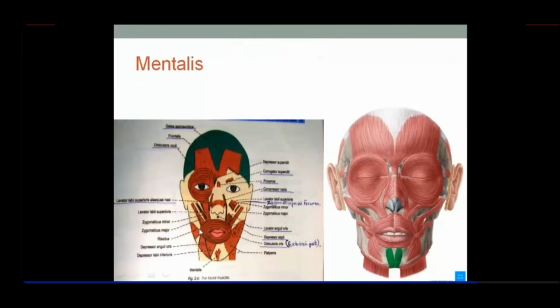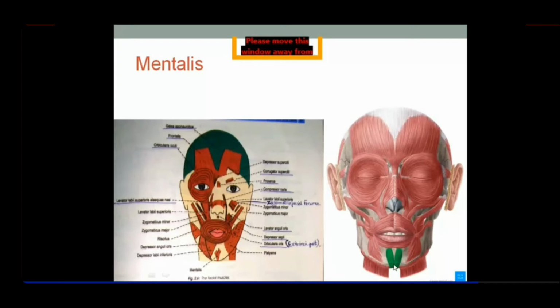and even the risorius. Remember, when you brush your teeth and you show your teeth that way, that feature is formed by risorius. So all these muscles are actually helping you open the oral fissure except mentalis. Mentalis does not merge with the muscles around the oral fissure.